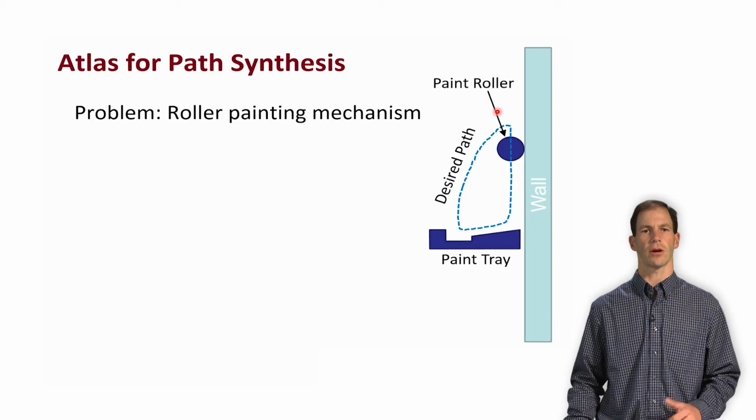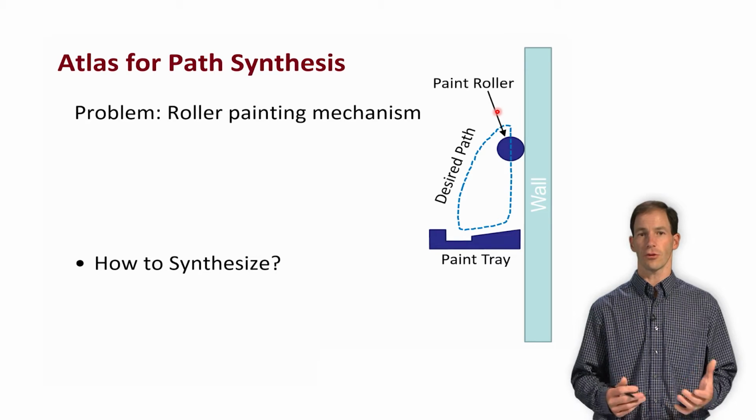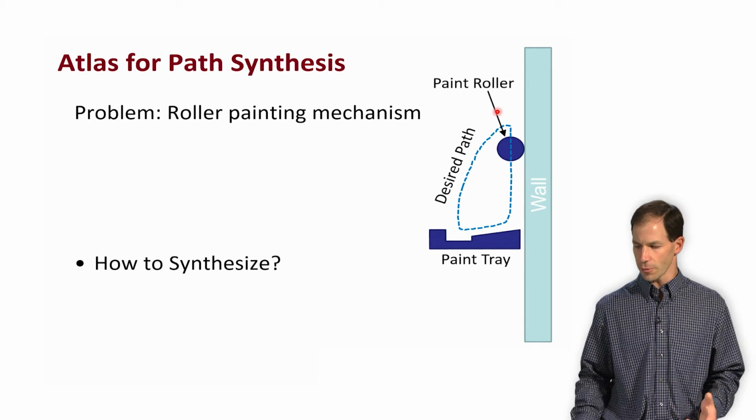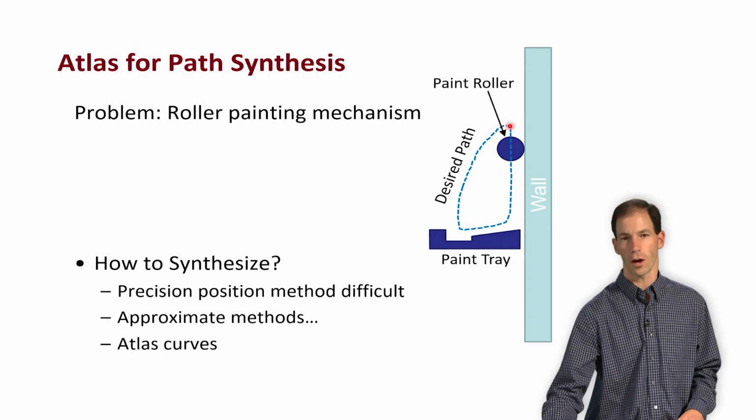So a mechanism seems like a good thing to do that. But how do we synthesize it? Now, really the tools that we've learned so far are using precision positions. And using precision positions, I could try to place maybe precision position 1 up here, maybe 2 down here, and maybe 3 over here.